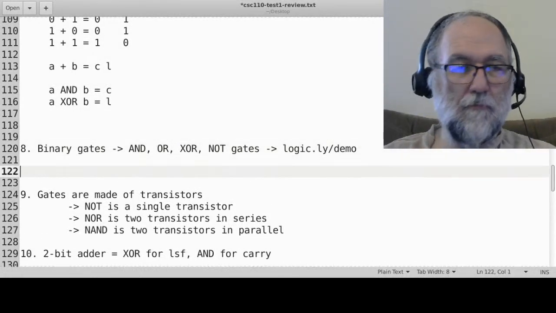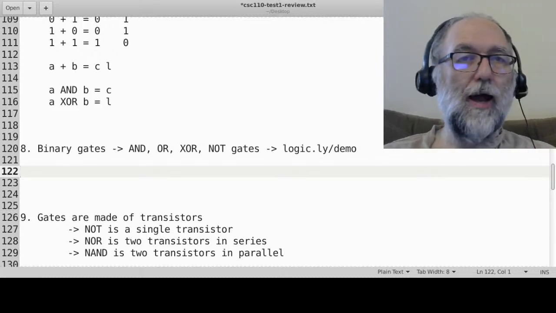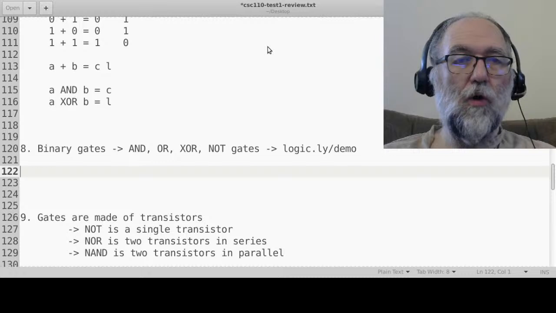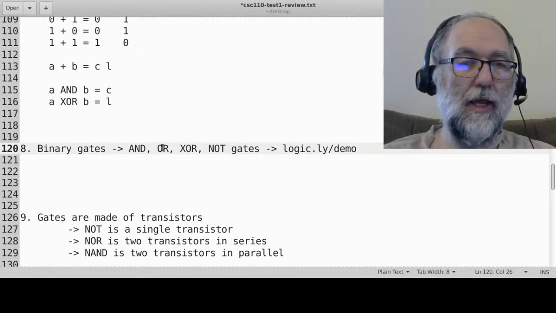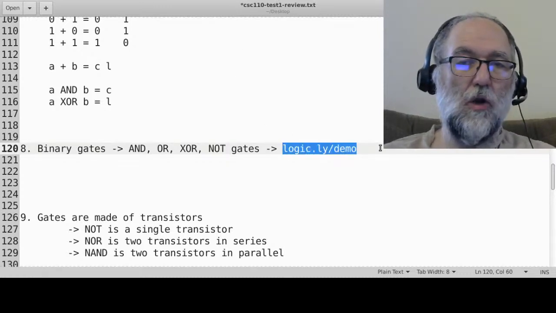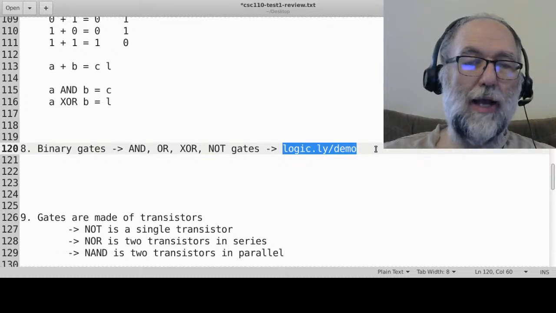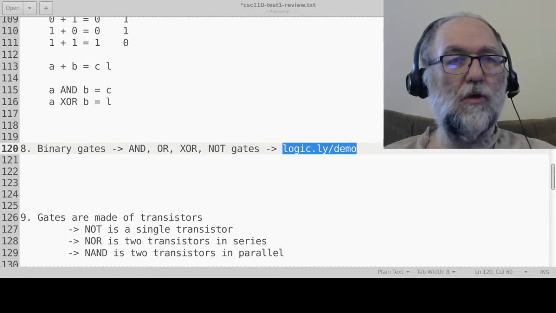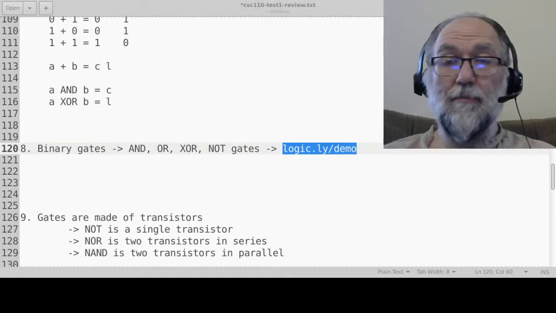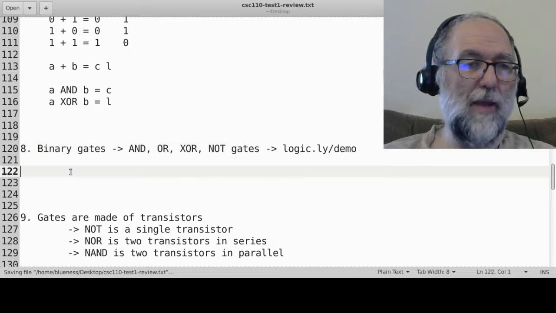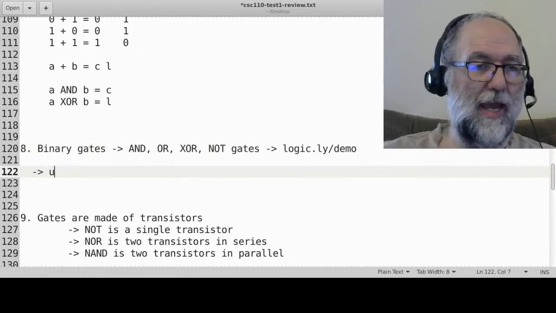All right. So now, for the next one, you do have to know the symbols for AND, OR, exclusive OR, and NOT. Because this is open book, you can use the website logic.ly/demo to do these, just like you did on your assignment. You can make use of that site. So I'm just going to make up a circuit and show you the kinds of questions that I could ask with that circuit. Basically, I just want to see if you understand binary circuits.